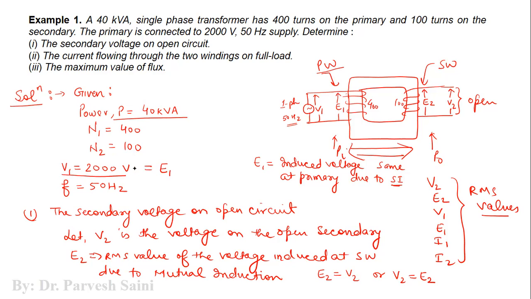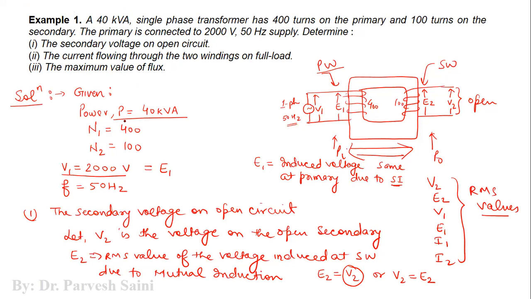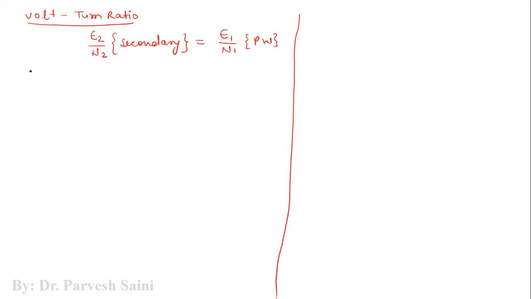Now we have to find out the secondary voltage, that is, we have to find V2. We can use the voltage to turn ratio to find this value, because the number of turns of the two windings and voltage V1 are given, so it would be easy to find the value of E2. As per the voltage turn ratio, E2 by N2, for the secondary winding, is equal to E1 by N1, for the primary winding. So from here we can easily find the value of E2: E2 is equal to E1 into N2 by N1.